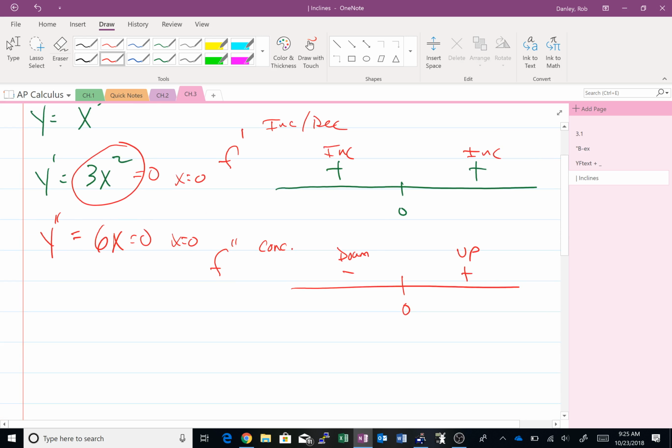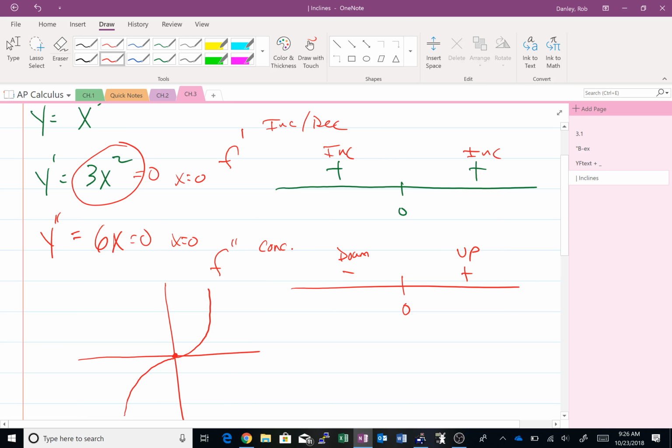All right, so here we go. So if I was to take all this information at 0, I'm increasing everywhere, and I'm concave down left of 0. So that would be kind of that. And now I'm increasing still, but now I'm concave up. And see, all that information kind of fits. And we know that to be the graph of x cubed.